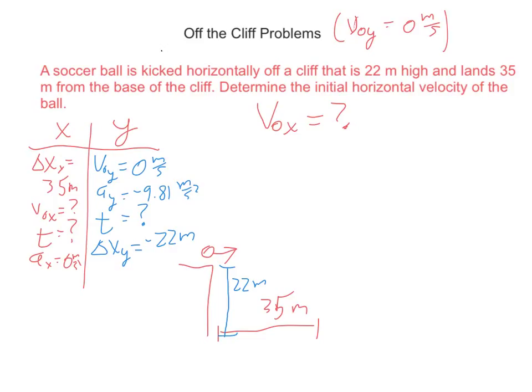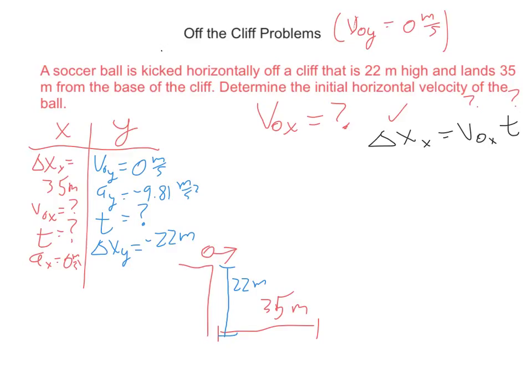Now, how are we actually going to get our answer? Keep in mind that we're looking for the initial velocity in the x direction. So I'm going to have to use my one equation from the x direction. The displacement in the x direction being equal to the initial velocity in the x direction multiplied by time. I know what this is. It's 35 meters, but I do not know my initial velocity, and I do not know how much time it is spending in the air.